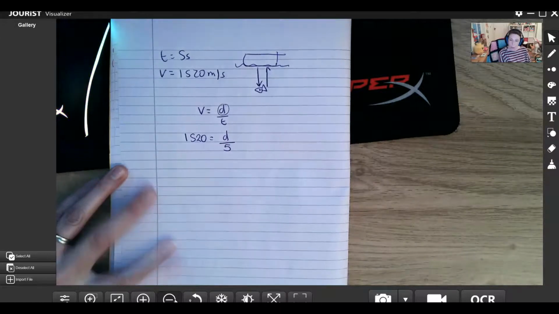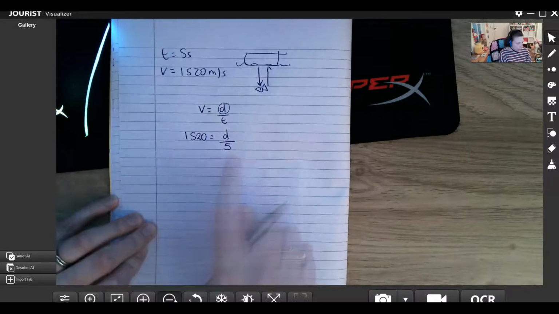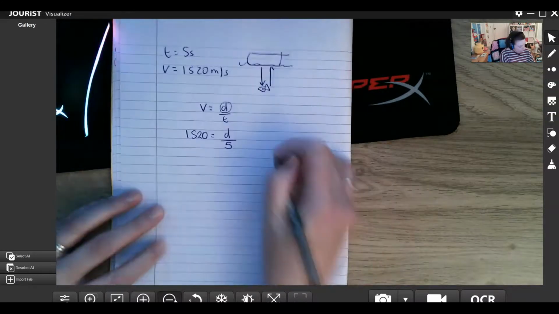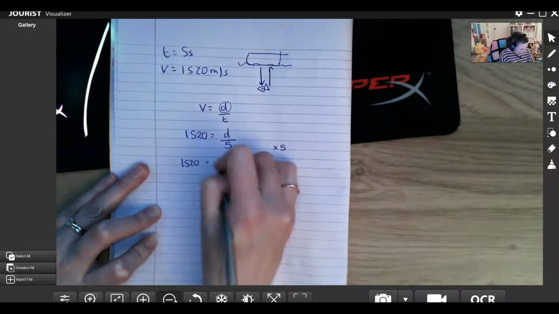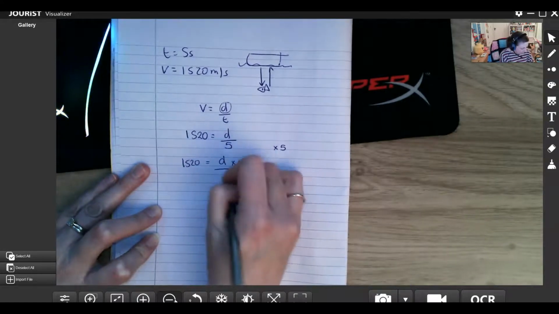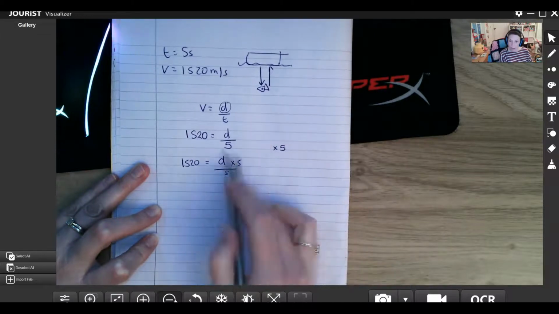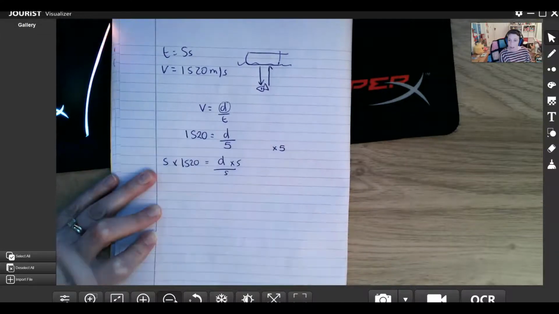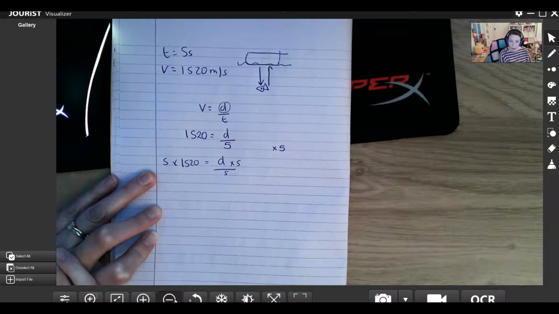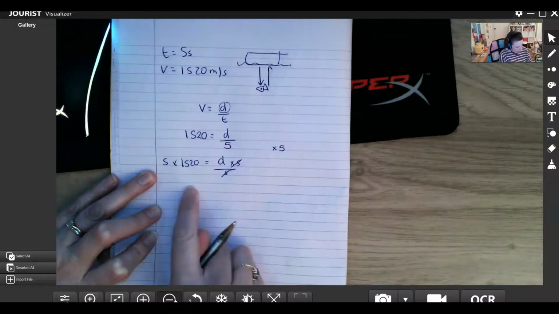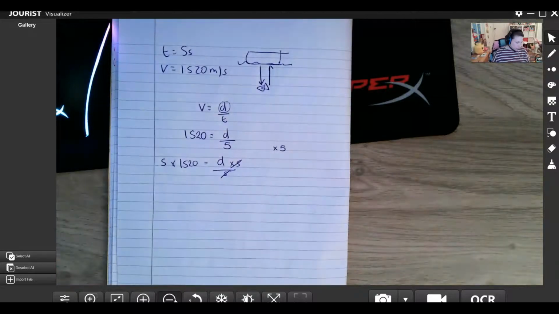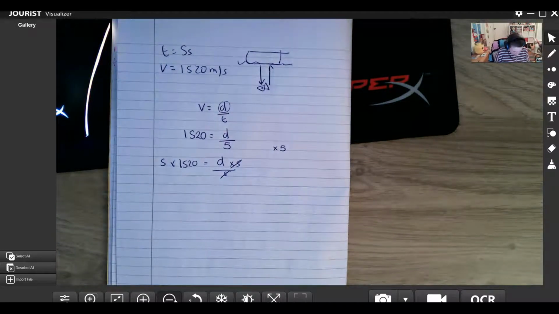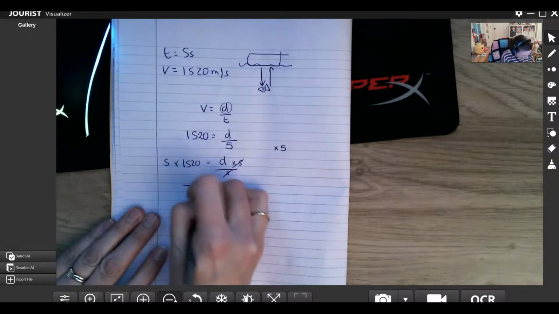Okay. So what we can do then is, I've got to divide by 5 here, so I'm going to multiply both sides by 5. So I get 1520 is D times 5 over 5, like that. So I've multiplied both sides by 5. There you go, and these two cancel, so I know that the wave travelled 5 times 1,520, which is 7,600.